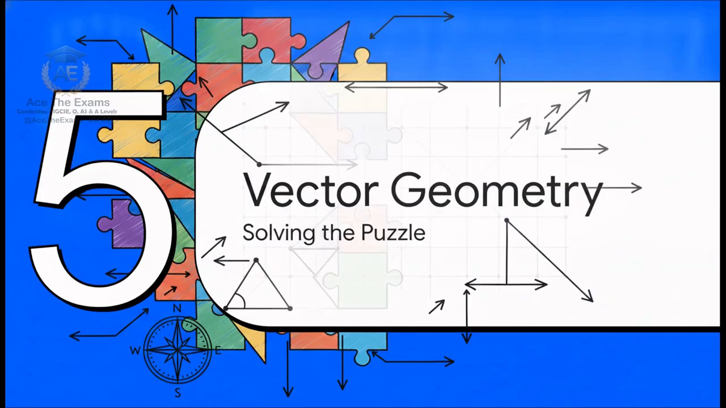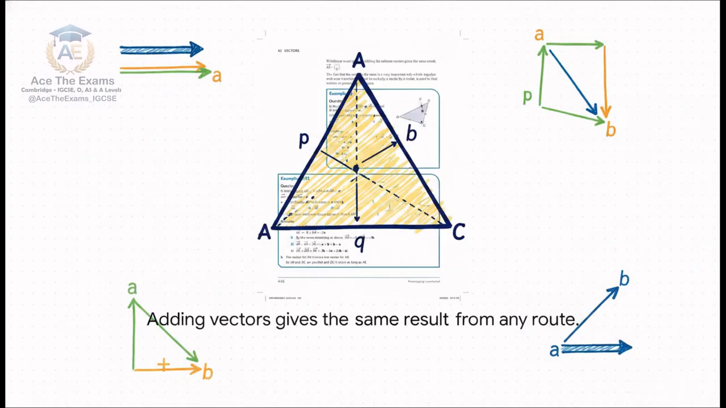And finally, the boss level. Section 5, Mastering Vector Geometry. Let's see how all this builds up when we look at a shape, like a triangle. In vector geometry, there's often a bunch of different routes you can take to get from one point to another. But here's the cool part. Whichever valid route you choose, adding the column vectors will give you the exact same result.